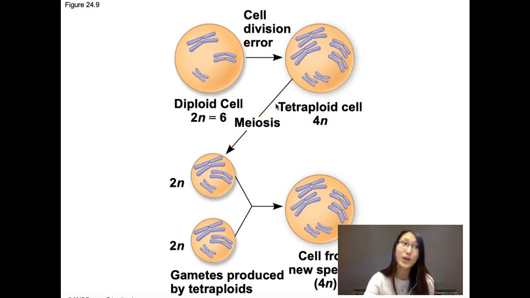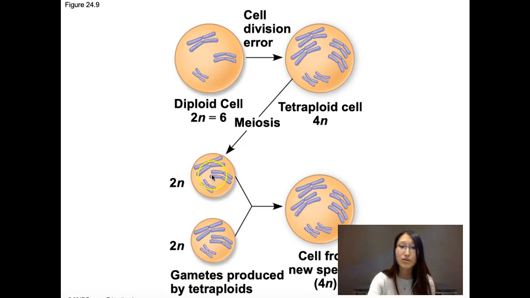So instead of 2n equals 12, you're really going to have 4n, because for each type of chromosome now you're going to have 4, because the sister chromatids were never separated. So if this cell were to go through meiosis, you're going to have the original 2n cells again. And if you have 2 of these 2n gametes, originally you're supposed to have 1n gametes, right? Because gametes are supposed to be haploid, or 1n.